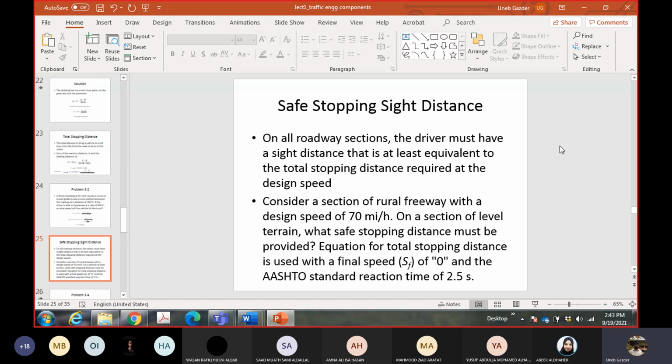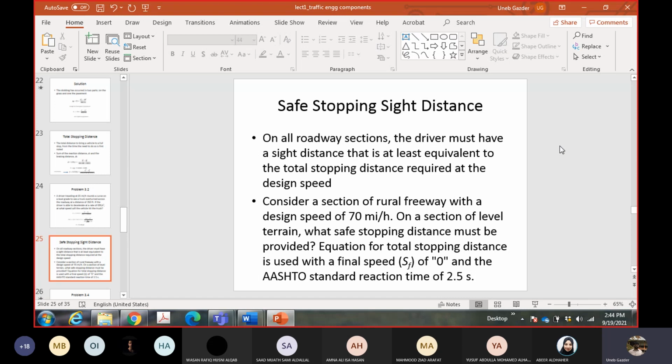The visibility of the driver on all types of roads should be equal or more than the total stopping distance required by him. This is the minimum safety requirement. Like we have seen in the previous case with the truck, the distance available was 350 feet. So if the driver sees a truck in front of him, he will go on and hit it, because the sight distance is not equal to total stopping distance.